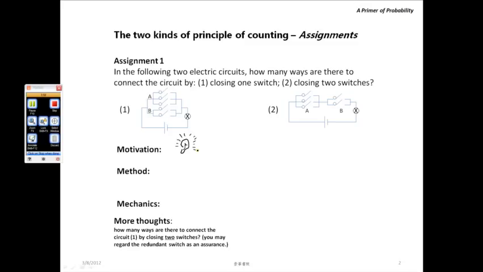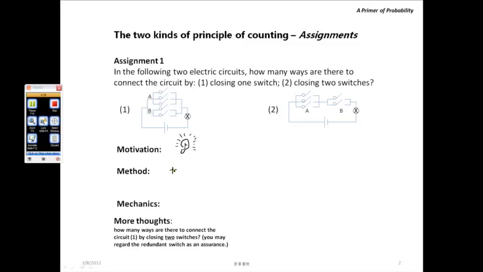Since closing 1 switch is a one-step job for a parallel circuit like this, we can either close this one, this one, this one, this one, or this one. We may conclude that addition method of counting should apply. So addition method like this.